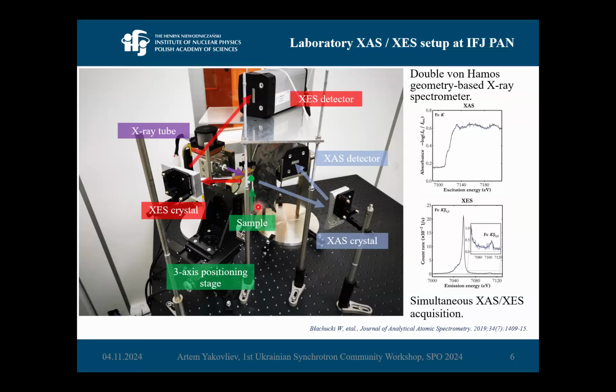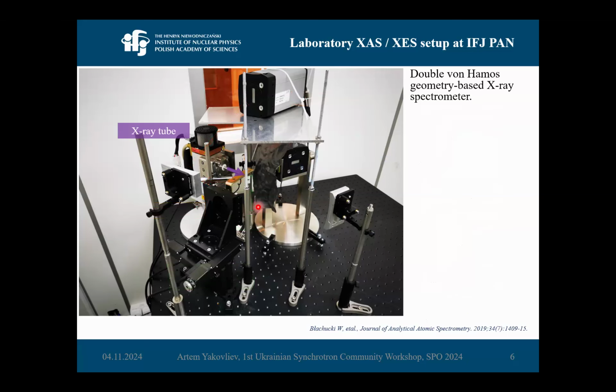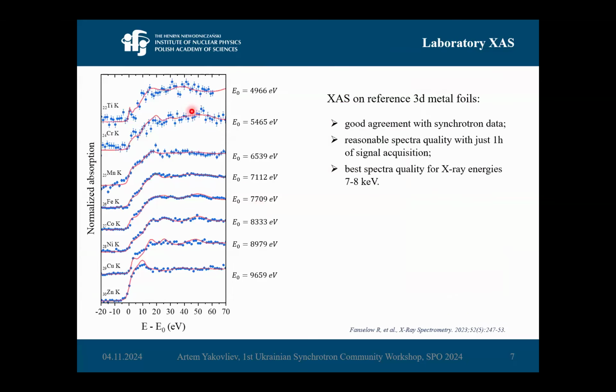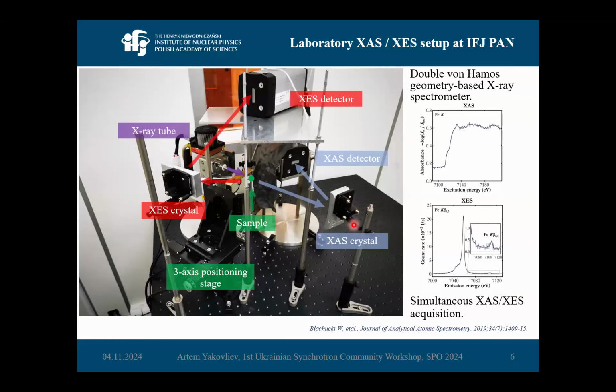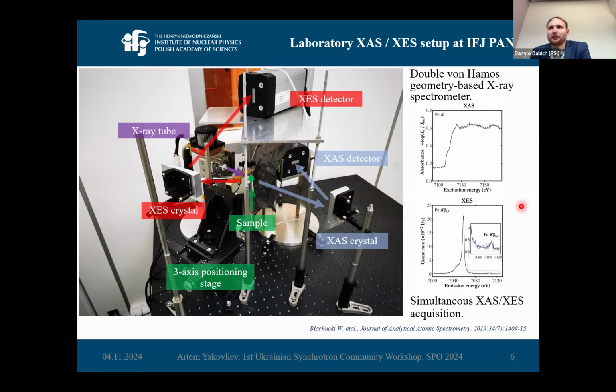We have to change geometry all the time, and for all these elements I believe it would not be possible to measure them with one crystal. So we have a set of crystals, and every time we change a crystal and move the detector and crystal around to fit the geometry for the specific energy. We do it both for X-ray absorption and X-ray emission. This is, of course, a drawback, that you have to change the setup every time you change a sample. Okay, perfect. Thanks a lot.